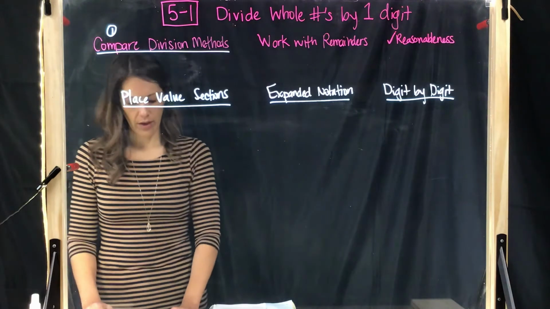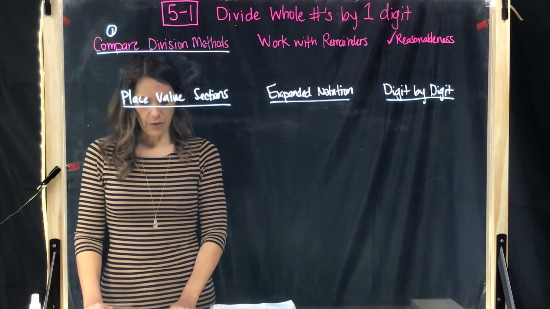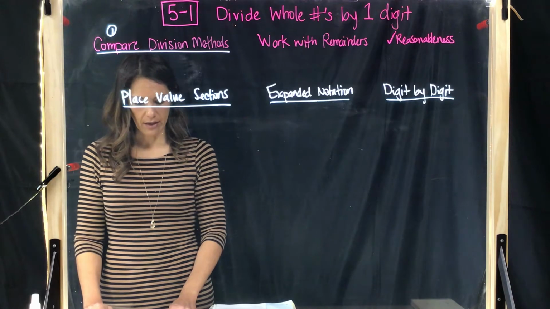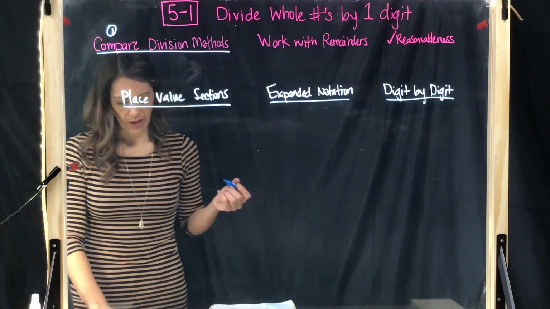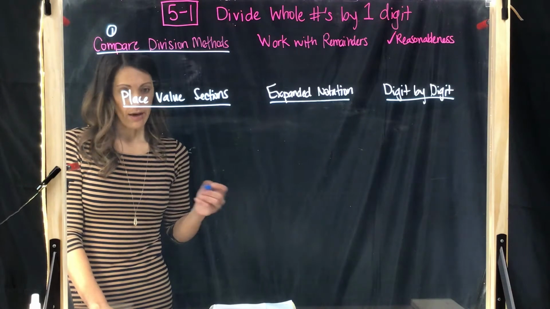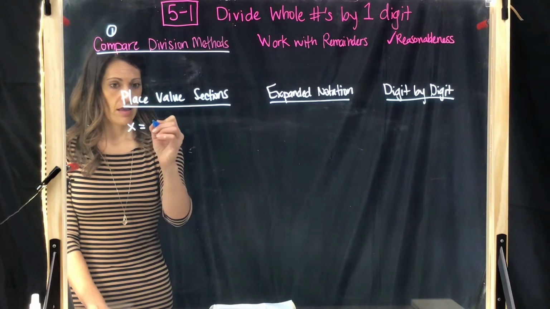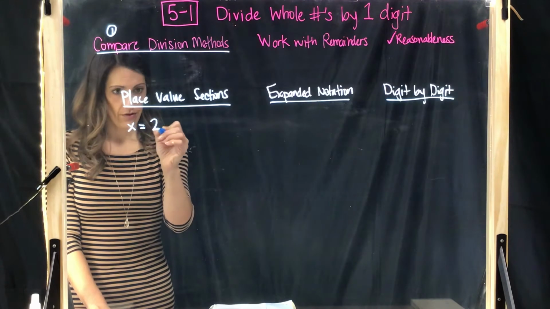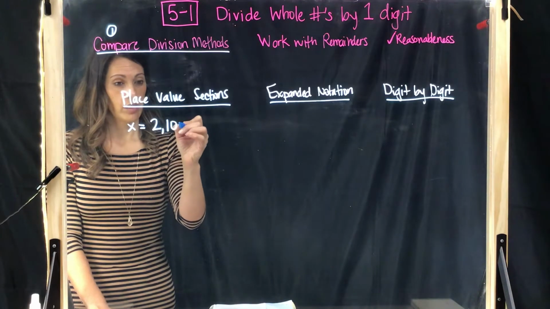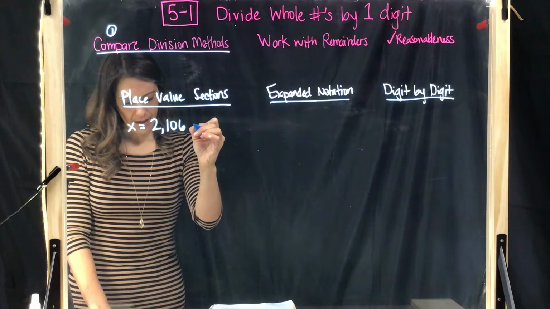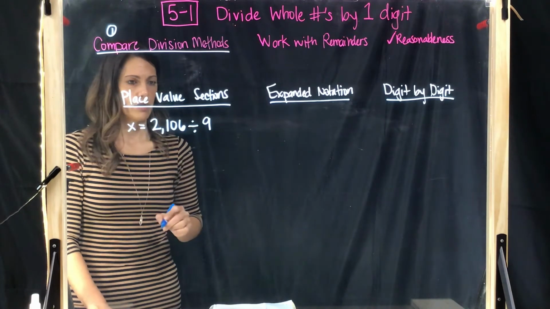I'm going to take a look at number 1, and it says a farmer has 2,106 cows and 9 barns. If the farmer divides the cows into equal groups, how many cows will he put in each barn? So I need to start with an equation first. And I need to know how many cows he's putting in each barn. So X equals the number of cows that go into the barn. This is 2,106 cows, and we're going to divide that into 9 different barns. We're going to see how many cows go in each barn, okay?